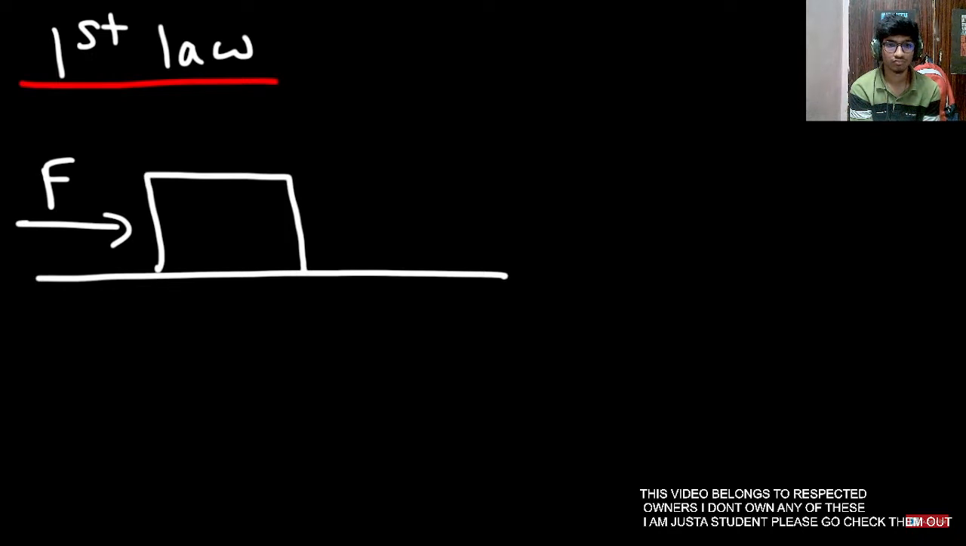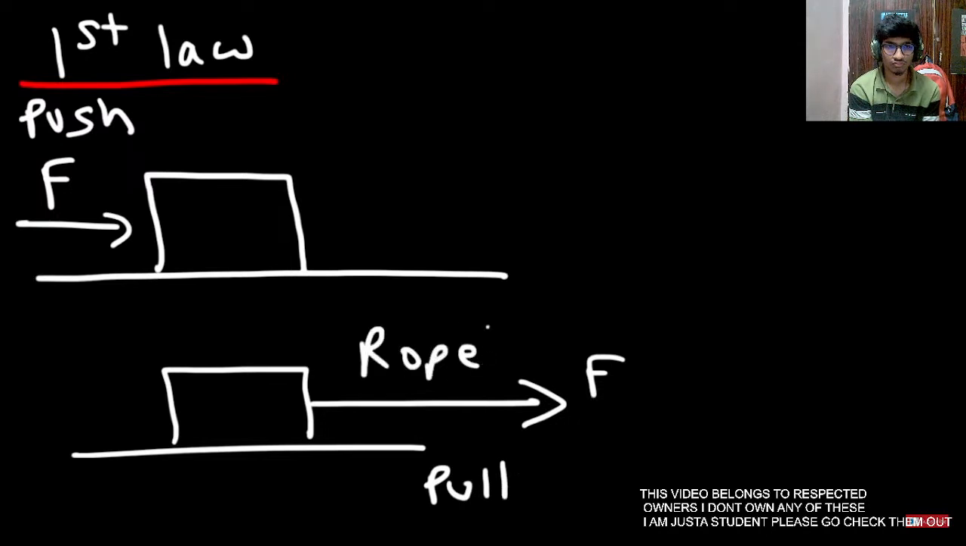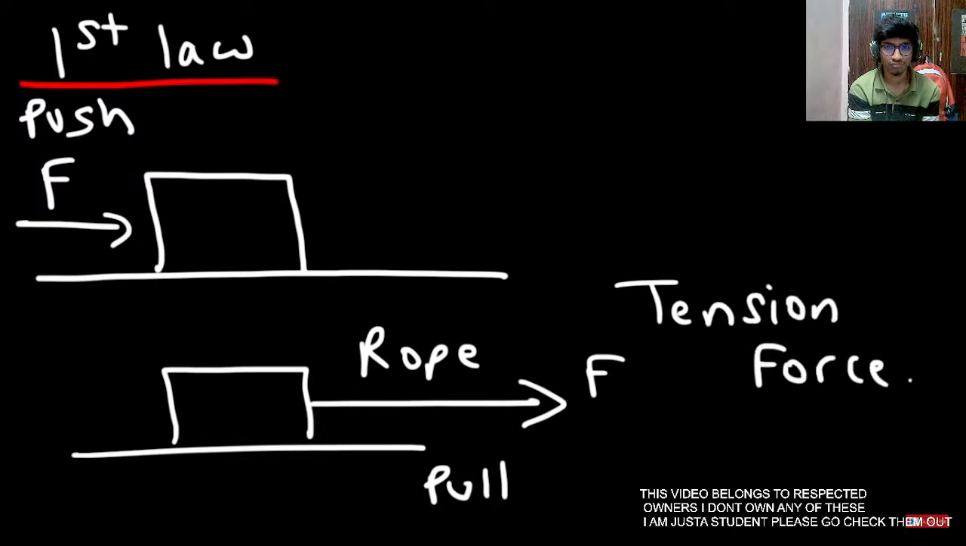So in this case, the force is pushing the box towards the right. We can also get the box to move towards the right if we take a rope and pull the rope towards the right. So here this is a push action, and towards the right it's a pull action. And the way to pull something is by means of a rope. Whenever you have a force acting on a rope, it's known as a tension force. So whenever you hear the word tension, it's basically a force acting through a rope. So unless we apply a force, the box at rest will continue to remain at rest.